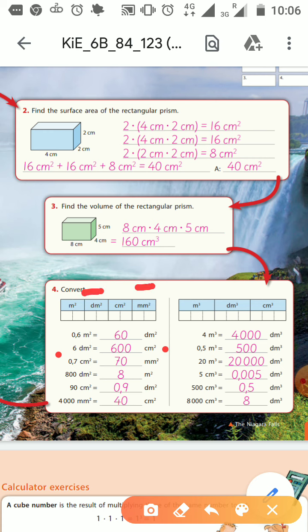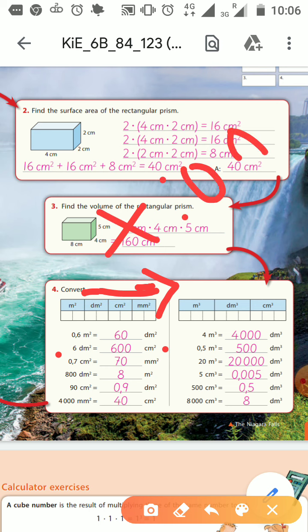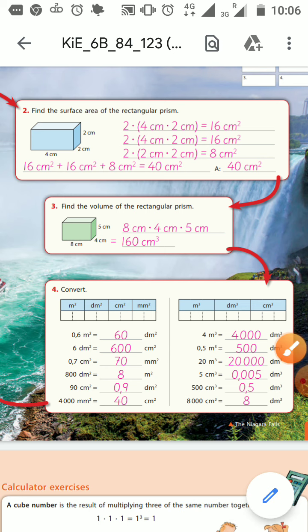It's going that way, isn't it? So again, it would be times 100. Okay, over there. Let's see some going the other way.